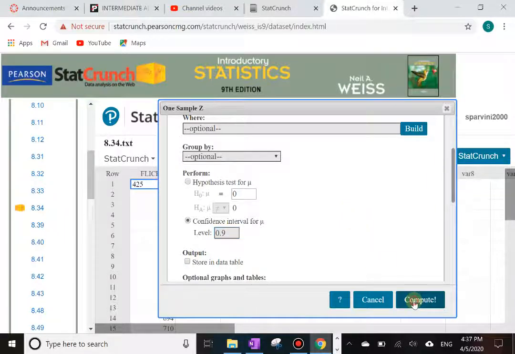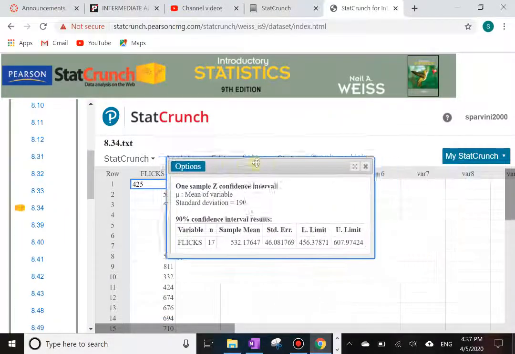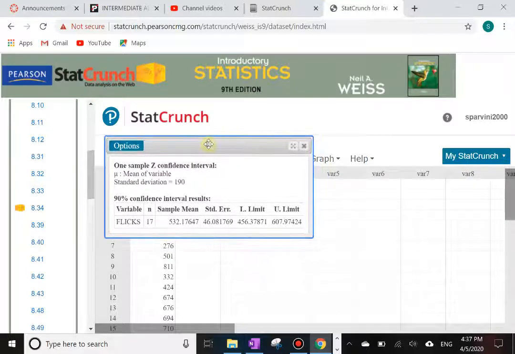Hit compute, and there you go. We get exactly what we found it to be by hand, the numbers are exactly the same. So as you can see, you can do this in StatCrunch, and that's how it's done.